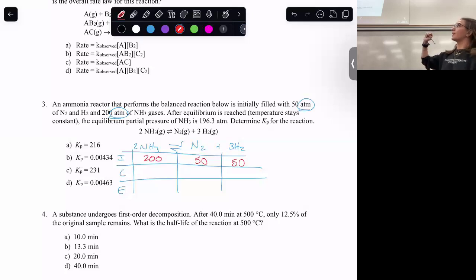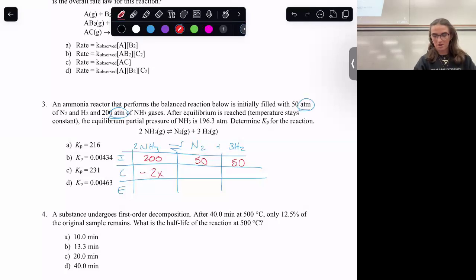What do we know about the final pressure of ammonia? Is it greater than or less than our initial? It's less than. So what does that mean our change has to be? It has to be negative, right? If we're having less than what we started with, that means that we had to use some up in our reaction. So we know that we have to have a negative change for ammonia. And what is that going to be if we were just going to term it X or whatever? It has to be 2X.